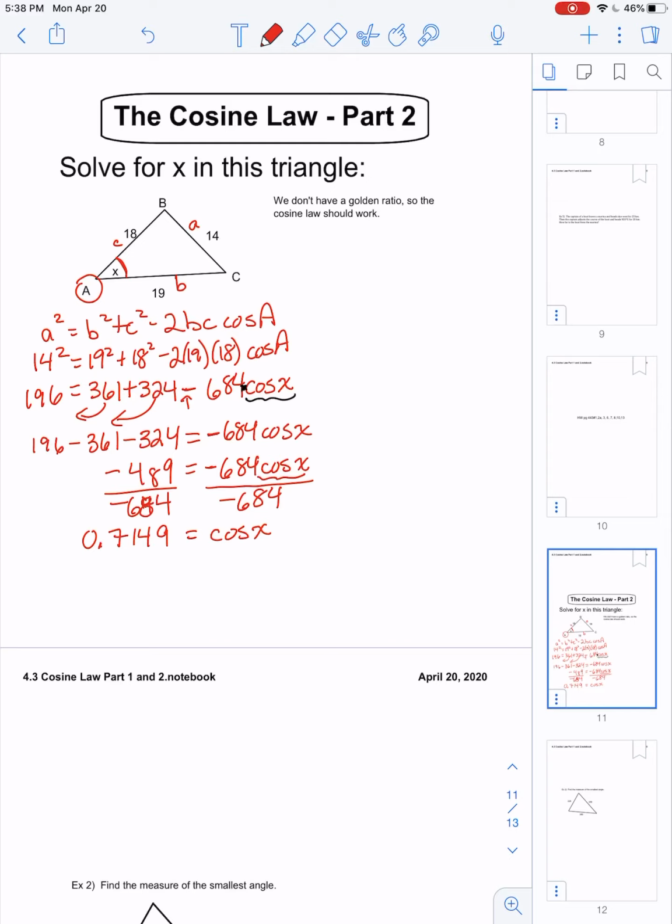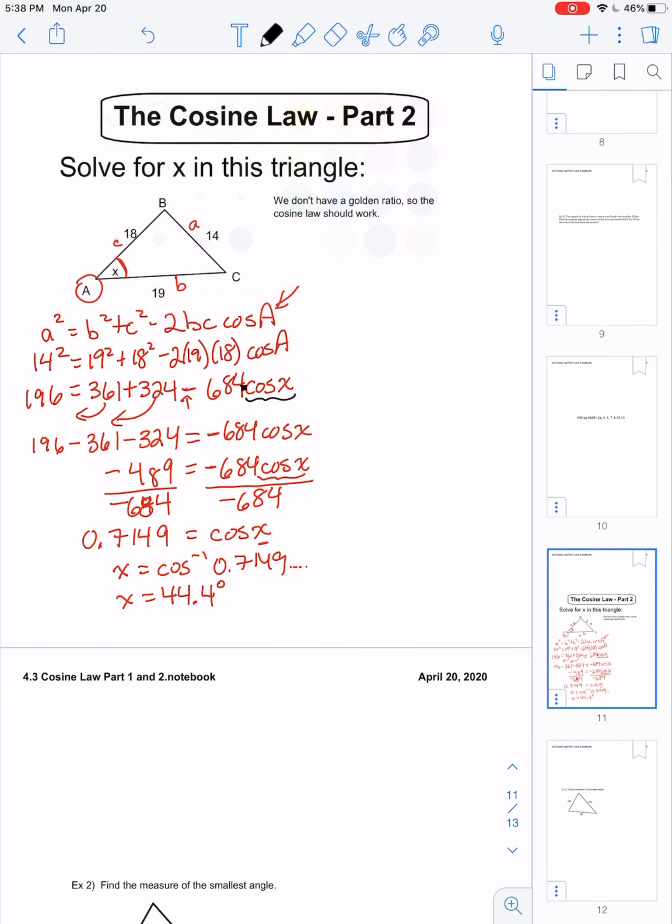So again, to get the X by itself, now we need to cos inverse. So X would equal cos inverse of 0.7149 and other numbers. And so I'm just going to cos inverse that, and that gives me 44.4 degrees. Okay, so that's one way of doing it, starting with the original version of the equation and then rearranging, substituting all the numbers, doing whatever calculations you can, and rearranging.